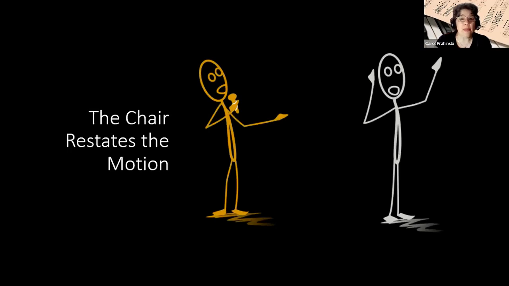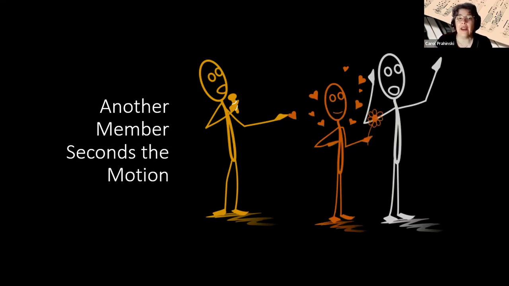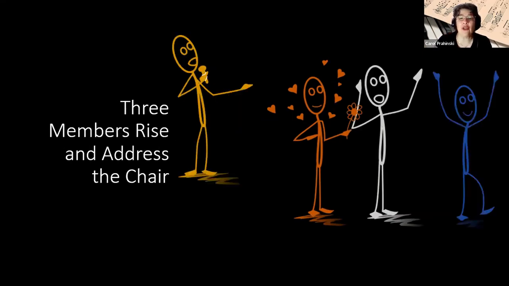The chair restates the motion exactly as was stated by the member, or if needed, they might offer some additional tweaks to it to say, are you accepting that I modified it this way? And then once the chair restates the motion, another member seconds the motion. Second. Three members rise and address the chair.